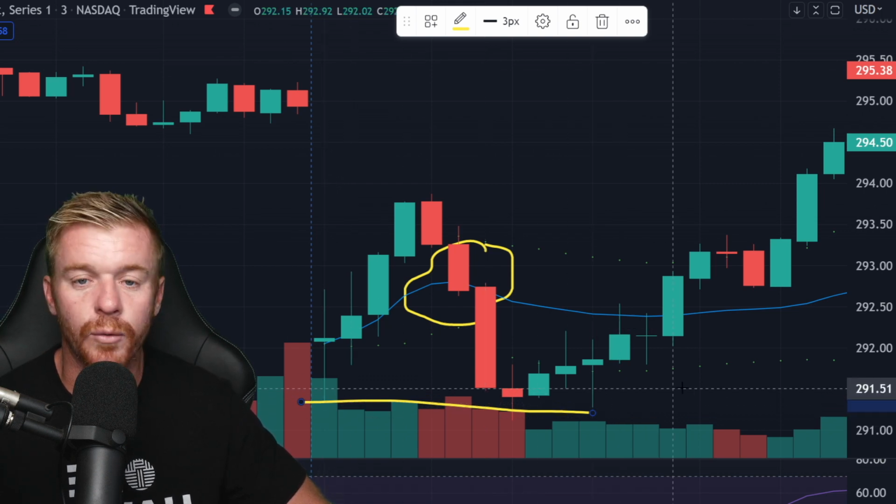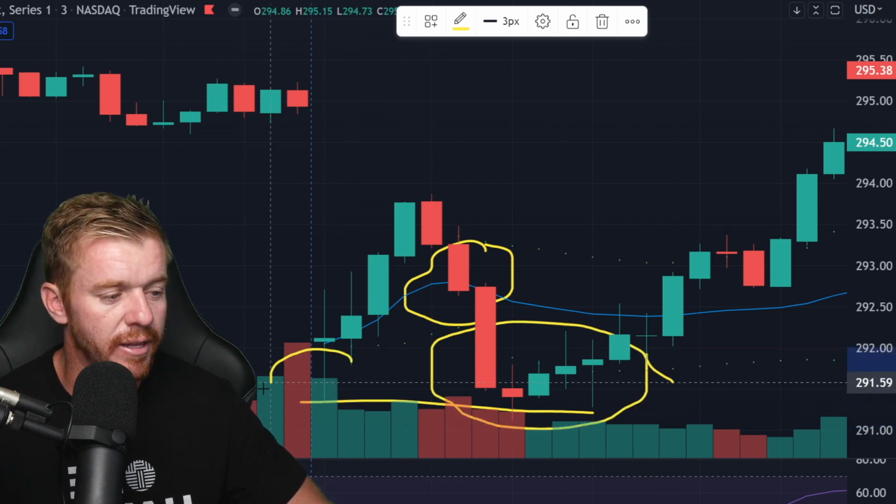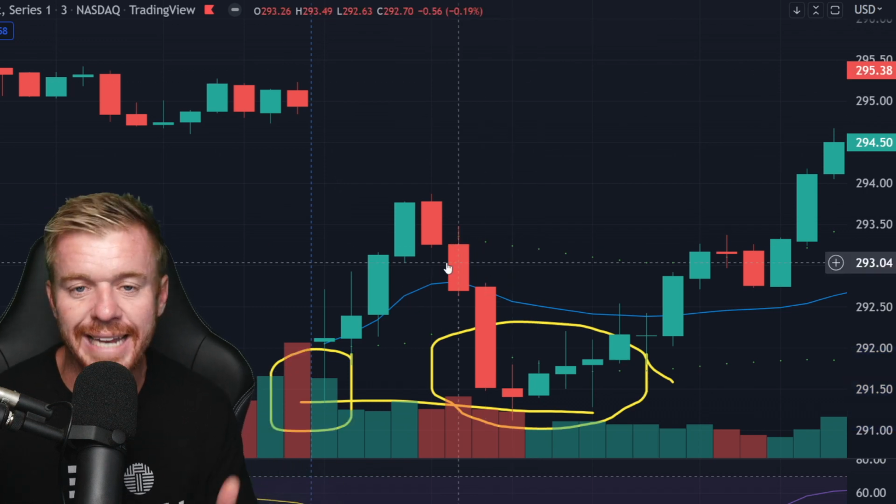So again, what do we have now? We have the third pattern, which is a double bottom. So we have this bottom, we have this bottom. I have multiple things going on, but we're just identifying patterns.